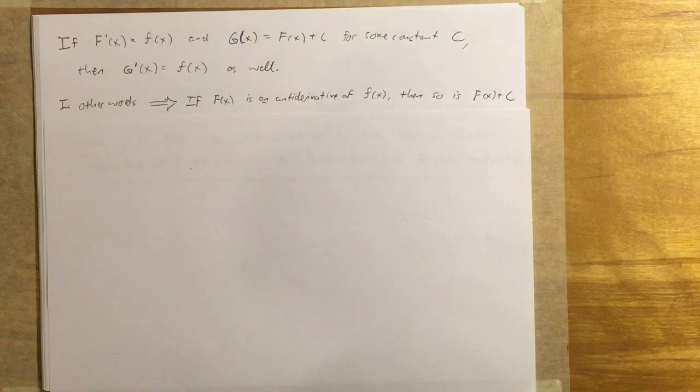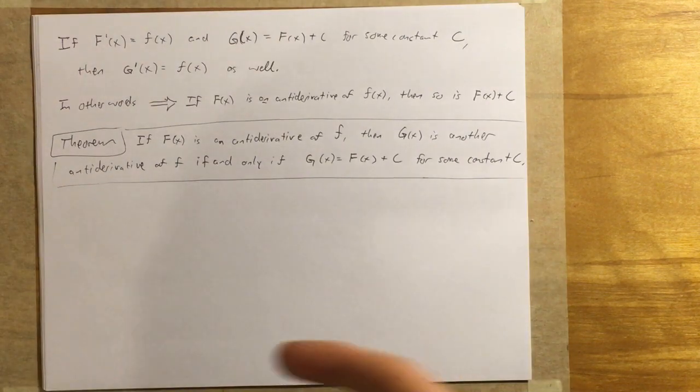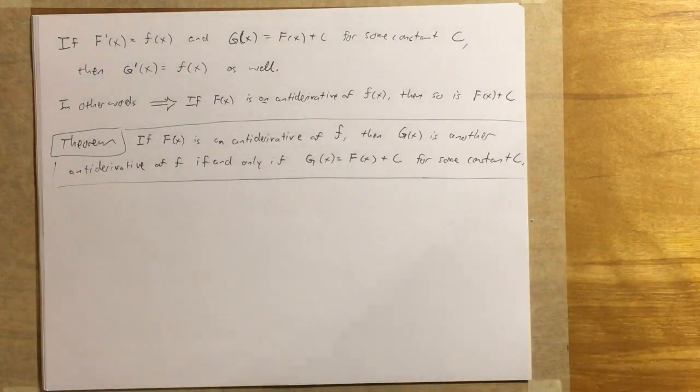But the question remains, is that all you can do to get another antiderivative, or is it possible that there could exist some antiderivative which looks completely different than the one you found? Like they're different from one another, not just by the addition of a constant, but in some more fundamental way. That is a good question to ask, and it turns out the answer is no. So the next theorem establishes this idea, and we're going to look at a short, partial proof of this theorem.